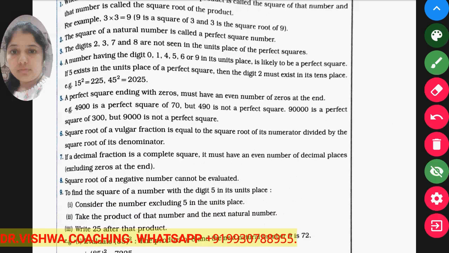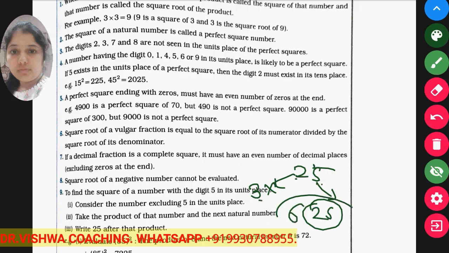If 0, 1, 4, 5, 6, 9 is at the unit place, then the number can be a perfect square. Now to find the square of 25, we take the square of 5, and we multiply the 2 with its successor number, which is 3. So 2 times 3 is 6. So 625 is the square of 25.